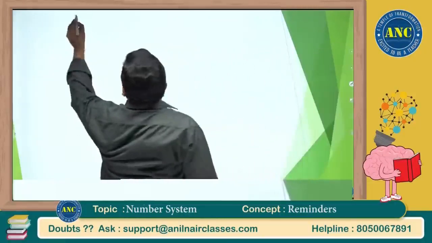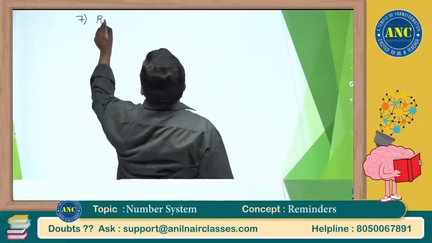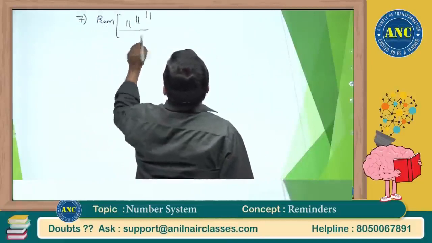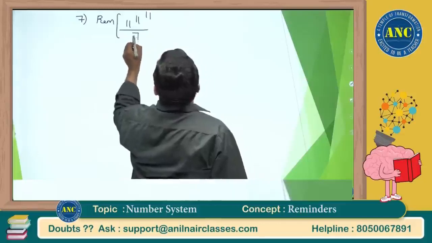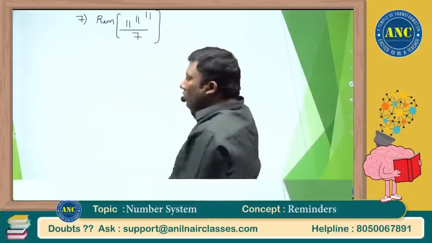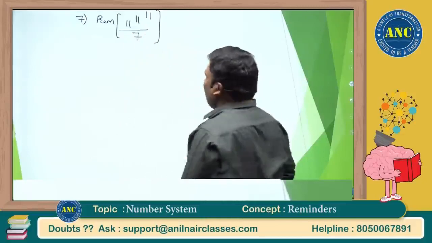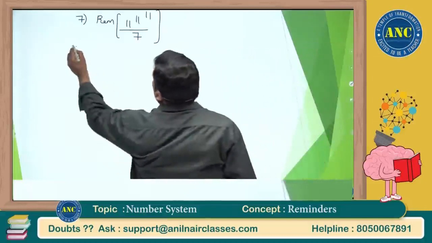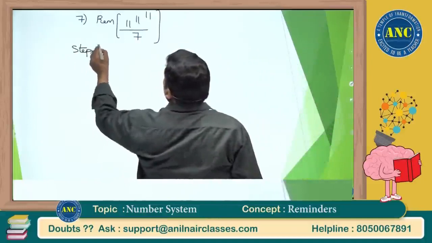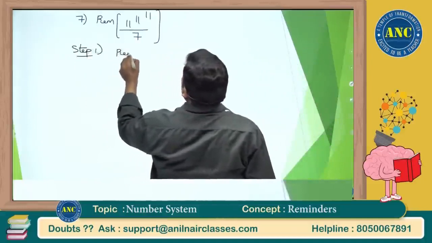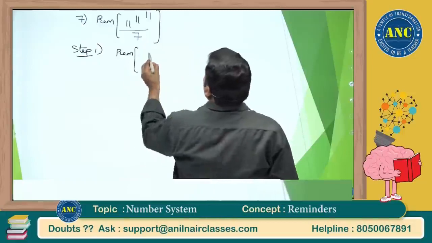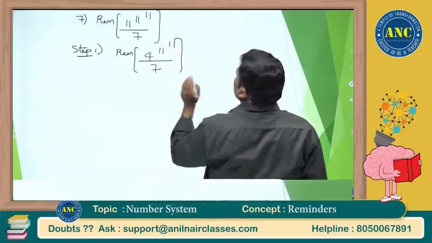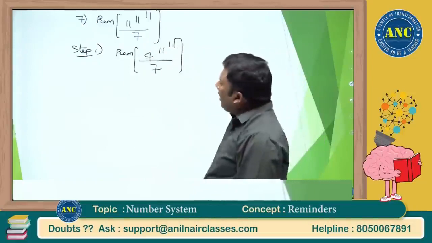Seventh one. Sir, what will happen if I take minus 1? That also we will see. Remainder 1. 11 power 11 power 11 divided by 7. Then we will do minus 1. One more example question. 11 power 11 power 11 divided by 7. Step number 1. If the numerator base is greater than the denominator, 7 ones are 7. Remaining it is 4 power 11 power 11 divided by 7.